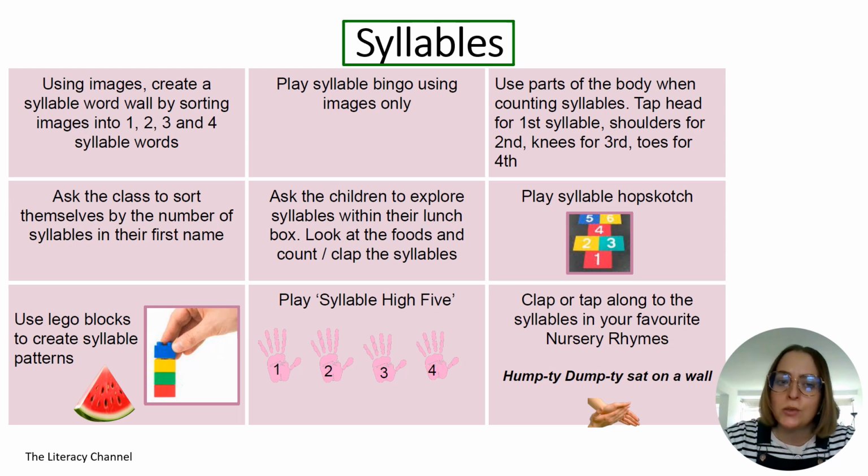Activities for working on syllables. There's word wall, which is sorting pictures into multisyllabic words. Asking the children to sort themselves by syllables in their first name. Using Lego to represent syllables. There are syllable bingo games and syllable clapping. These are really useful. Syllable hopscotch: ask the child to jump to the number of syllables in the word they hear. For example, helicopter, the child jumps to number 4. And bean bags and hula hoops are really good visuals for syllable awareness as well.